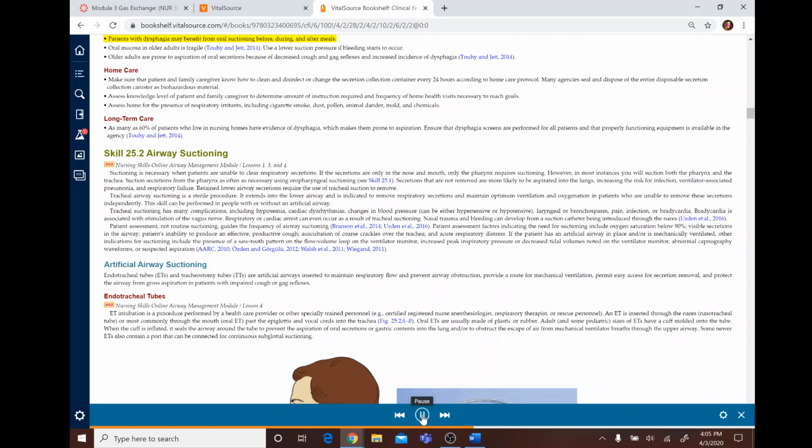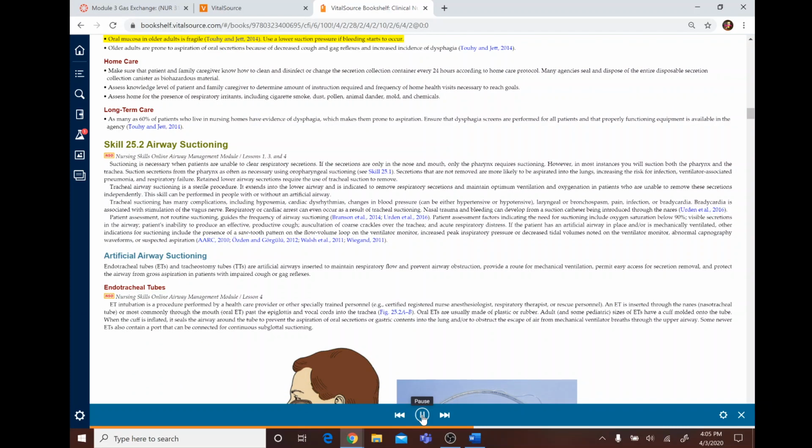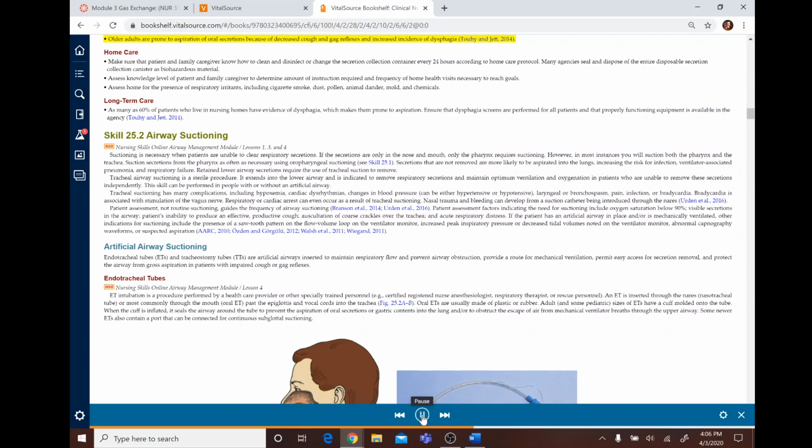Gerontological. Patients with dysphagia may benefit from oral suctioning before, during, and after meals. Oral mucosa in older adults is fragile. Tui and Jet, 2014. Use a lower suction pressure if bleeding starts to occur. Older adults are prone to aspiration of oral secretions because of decreased cough and gag reflexes and increased incidence of dysphagia. Tui and Jet, 2014.